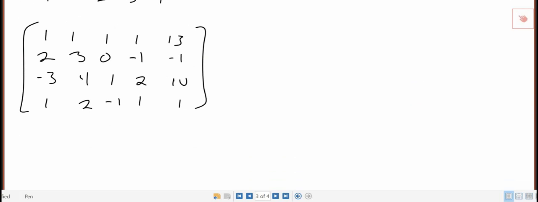Actually, it's really nice. I've got a 1 in the top left position already. So cool. Now I want to work on getting zeros below that. Just to save some space, I'm probably going to take several steps at once. You might want to write down a matrix for each of these, but I'm going to leave the first row alone.